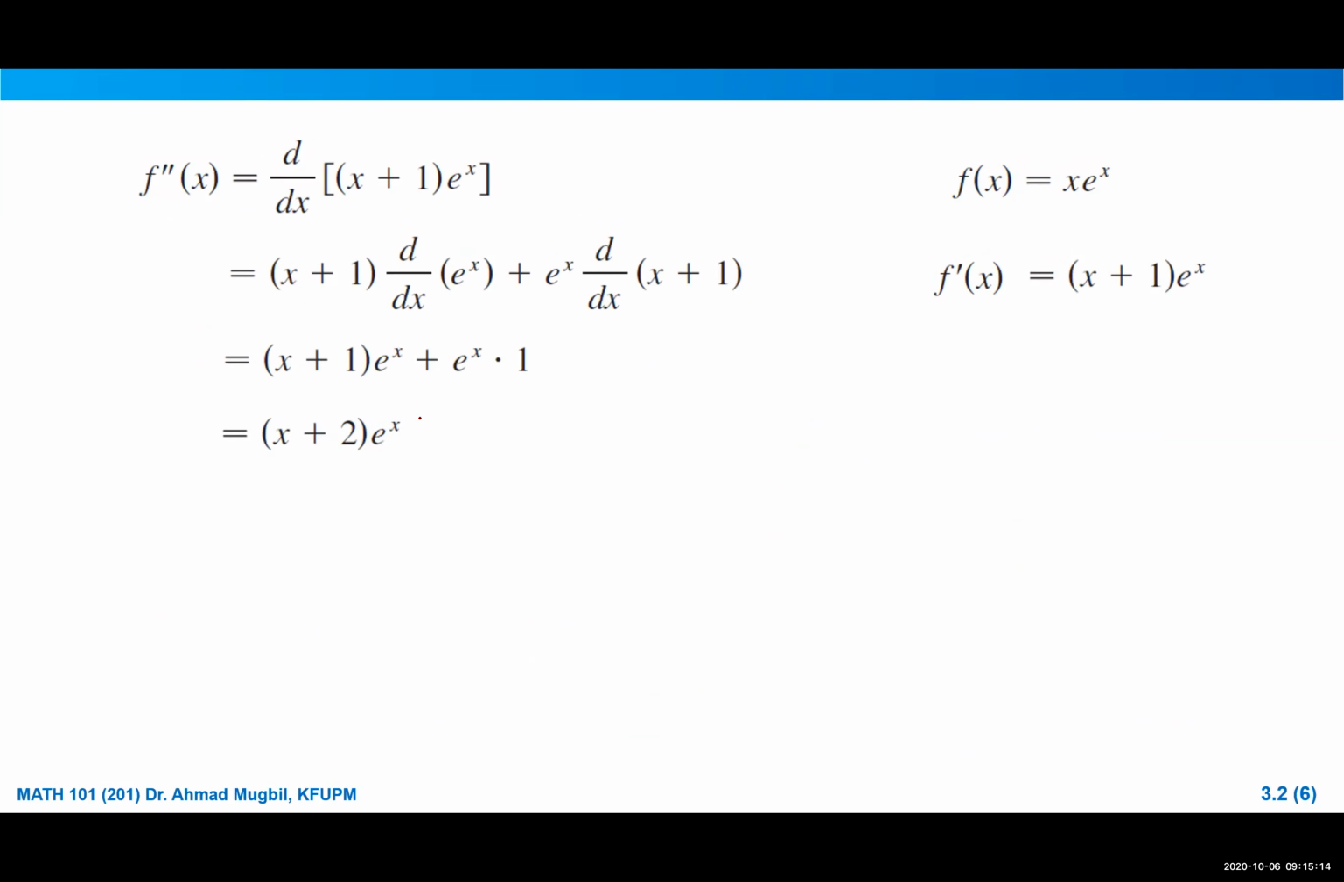e to the power x plus 2, because you have e to the power x and here you have 1 e to the power x. You will take e to the power x as a common factor. So you will have x plus 1 plus 1.